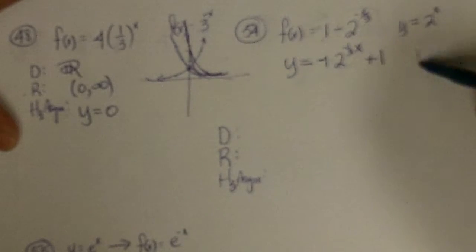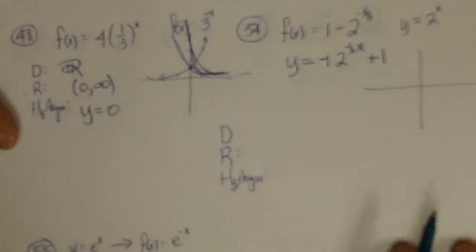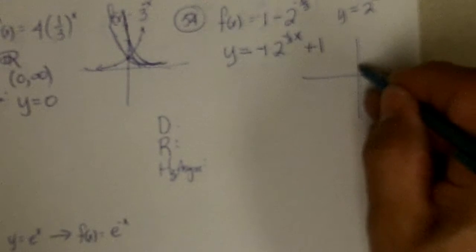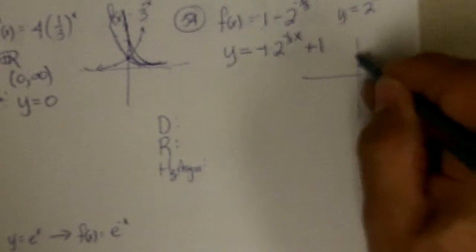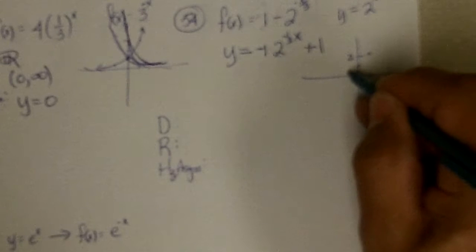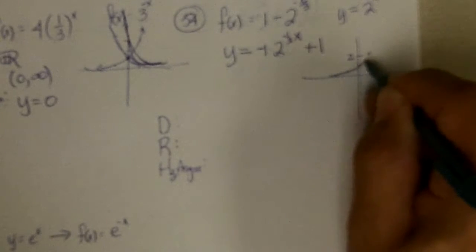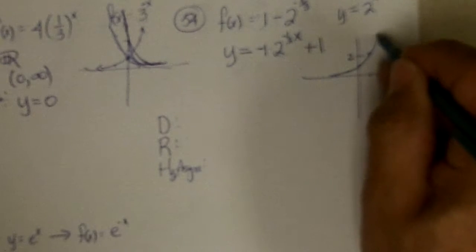So y equals 2 to the x goes through 1 and 1, 2, and a half and a quarter, and 2 is 4.